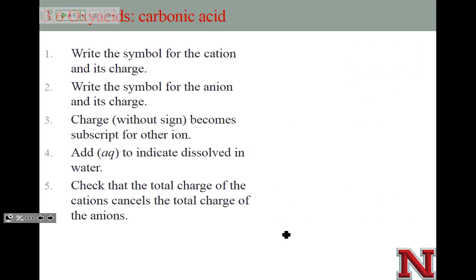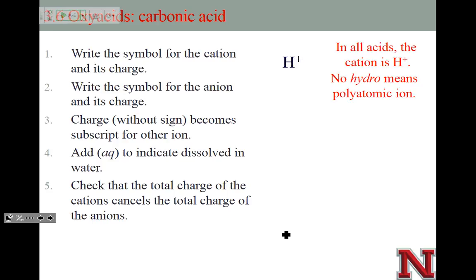Now let's look at carbonic acid. Now carbonic acid doesn't have the hydro, so we know that it's an oxyacid. It's one of the polyatomic ions. So clearly we're starting with H+. Anytime we have acid, that's true. Also notice in the name we don't have to put aqueous. It's just in the formula. Then we have carbonic. We know it would have come from ate, so that's our CO3 2-.